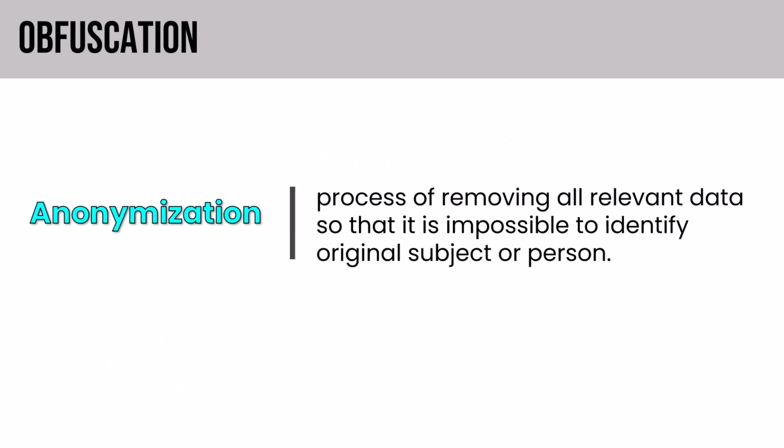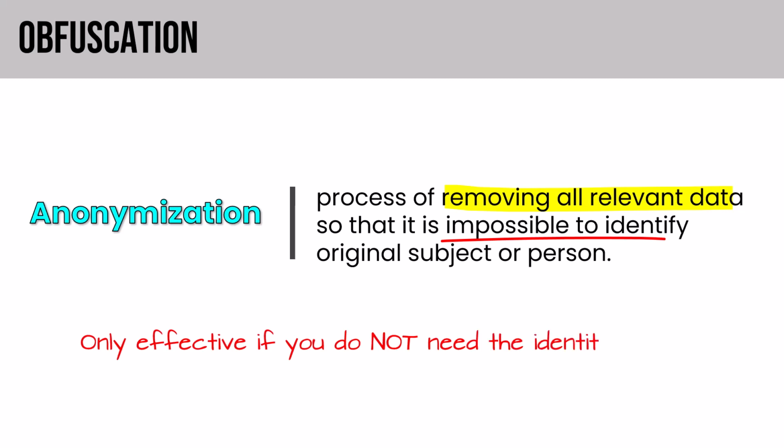And then we have anonymization, which is the process of removing all relevant data so it is impossible to identify the original subject or person. This is only effective if you do not need the identity data. If you want the information about the person so you can establish trends over time and so forth, but you don't need to know the name of the person or any identifiers related to that person, you should be good.